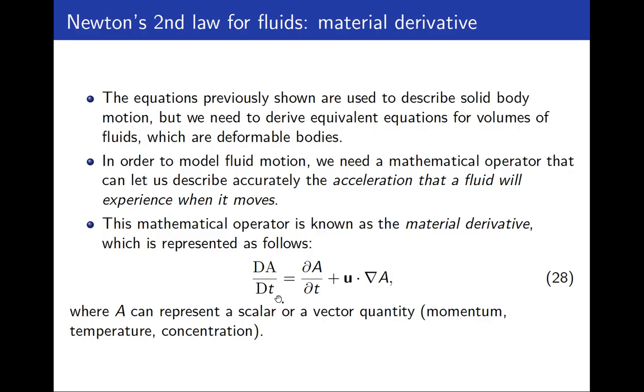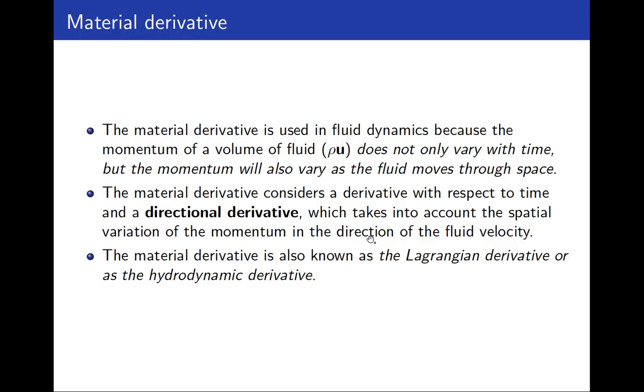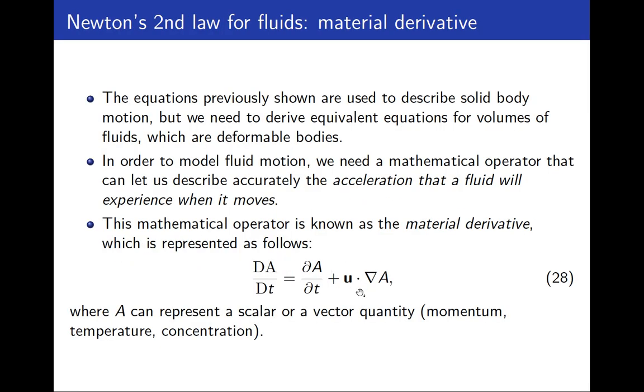So this derivative can be expressed as the sum of two derivatives. So we have a temporal derivative of the quantity A, and we add this derivative, which is known as the directional derivative. I will explain this concept to you in a second. But here you can notice that u appears, so the velocity of the fluid will be multiplied by the gradient of the quantity A, which in our case is the momentum.